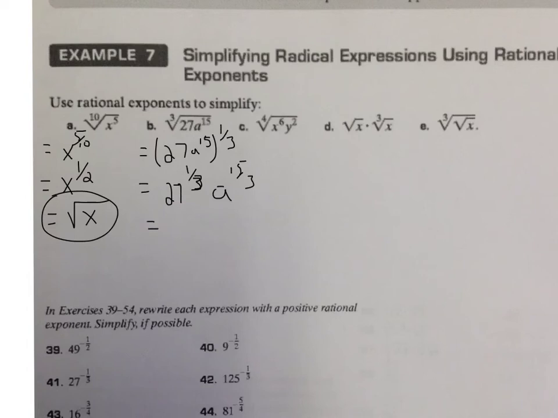But 27 to the 1/3 is the same as the cube root of 27, and we got a to the 5th. The cube root of 27 we know is 3, so it's 3a to the 5th. And that's our answer.